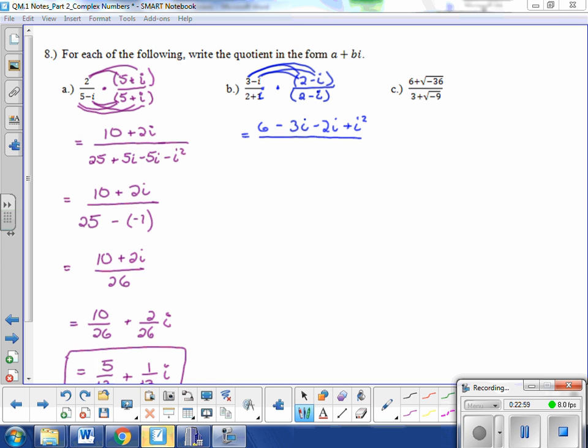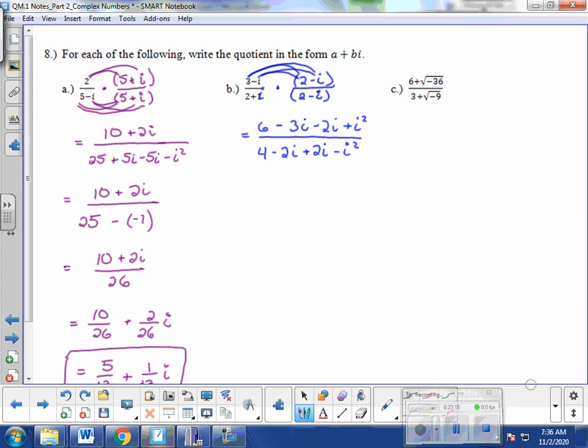Do the same distribution in the denominator, same concept. So 2 times 2 is 4. 2 times negative i would be negative 2i. i times 2 is 2i. And then i times negative i would be negative i squared.